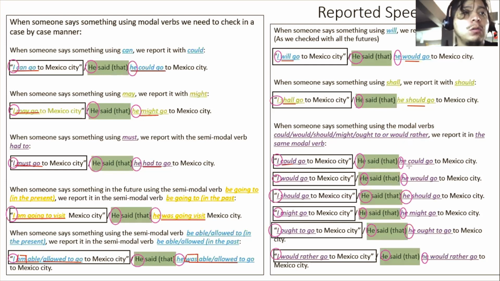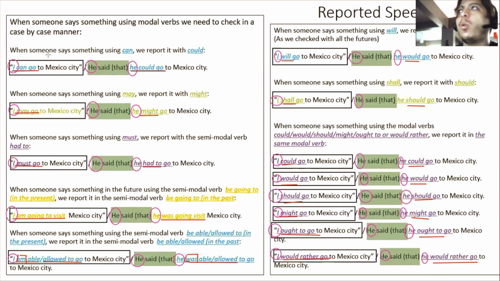I could go, he could go. I will go, he will go. I should go, he should go. I might go, he might go. I ought to go, he ought to go. I'd rather go, he'd rather go. And that's pretty much it. This is what we do for reported speech using modal verbs, okay?